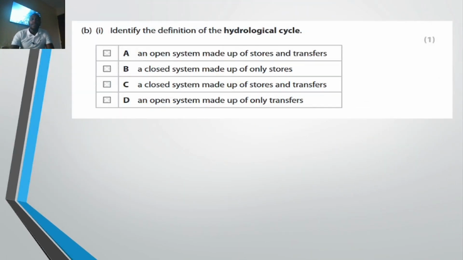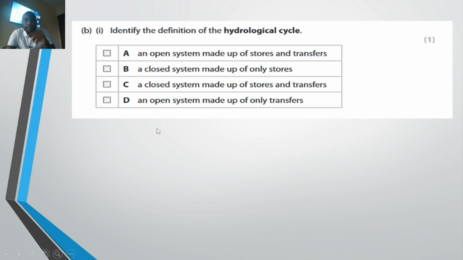And then we move to this: identify the definition of the hydrological cycle. With the definition, you said the endless interchange of water from the sea and the atmosphere also to the land. And we say it's a closed system. So an open system, wrong. A closed system, yeah, it can be right. Now it depends on the continuation. A closed system made up of only stores, wrong, because it's made of stores and transfers. So a closed system made up of stores and transfers, correct. This one is correct. Why? Because it's a closed system which is made up of stores and transfers.